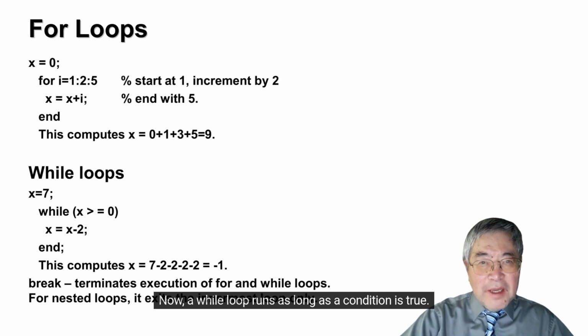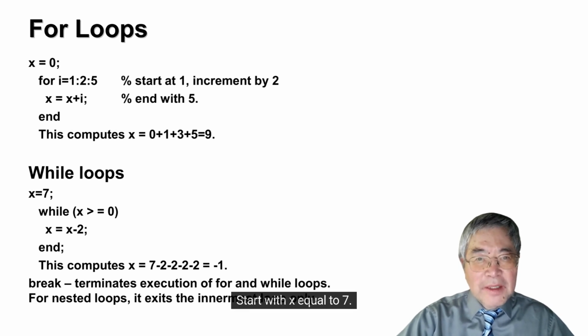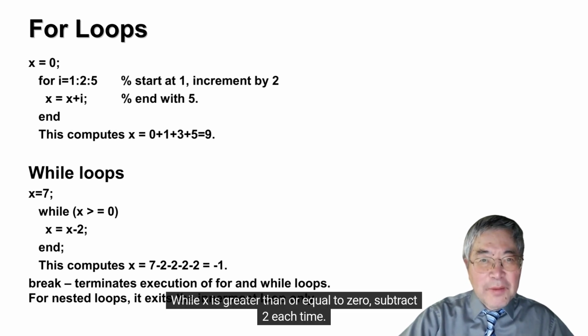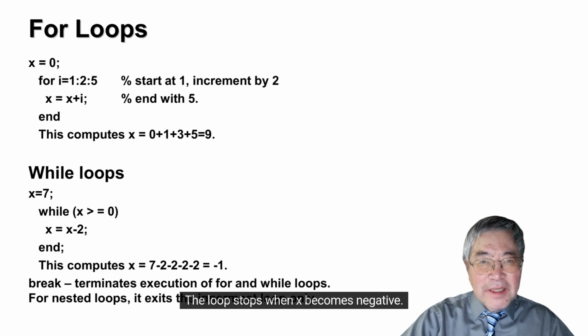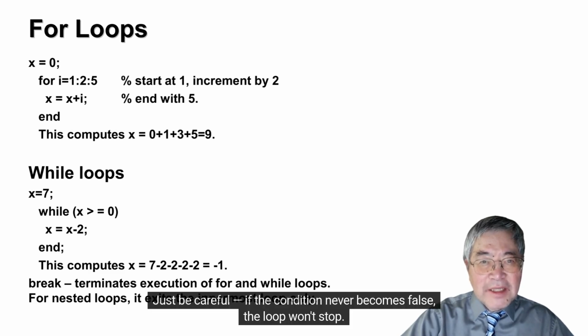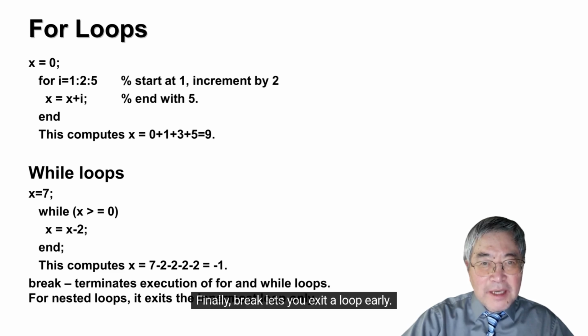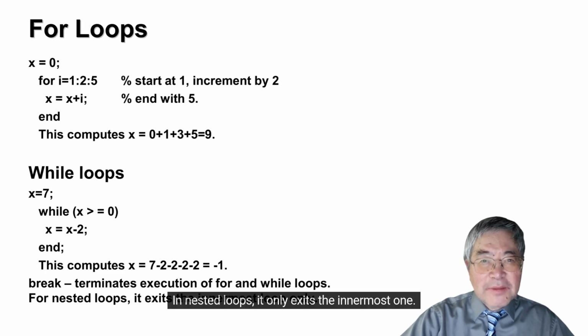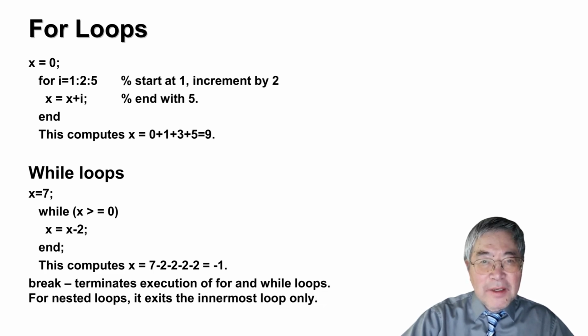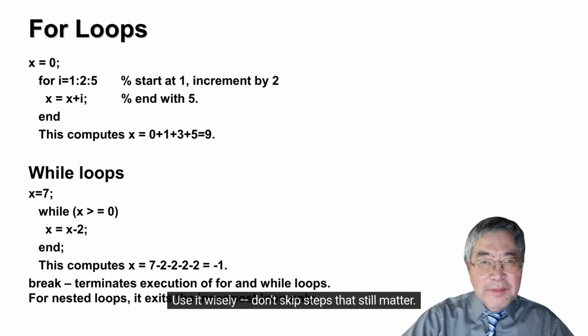Now, a while loop runs as long as a condition is true. In this example, start with x equal to 7. While x is greater than or equal to 0, subtract 2 each time. The loop stops when x becomes negative. Just be careful, if the condition never becomes false, the loop won't stop. Finally, break lets you exit a loop early. It's useful if you find what you need before the loop finishes. In nested loops, it only exits the innermost one. Use it wisely. Don't skip steps that still matter.